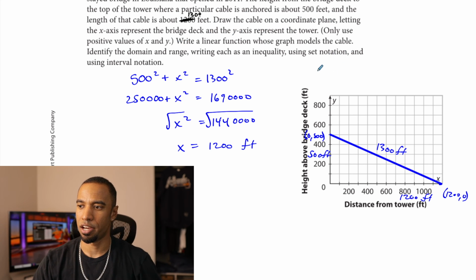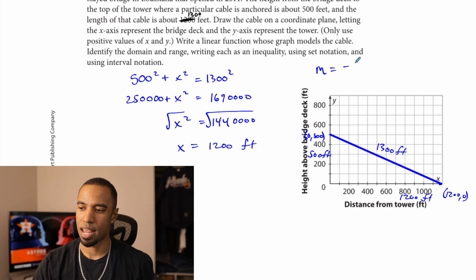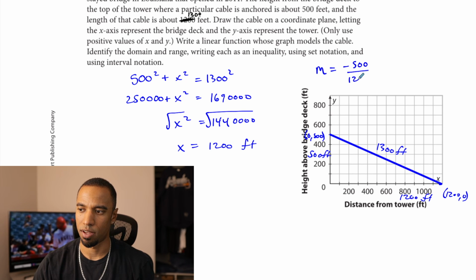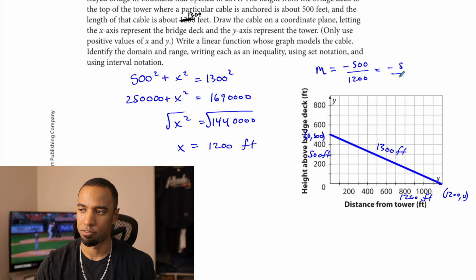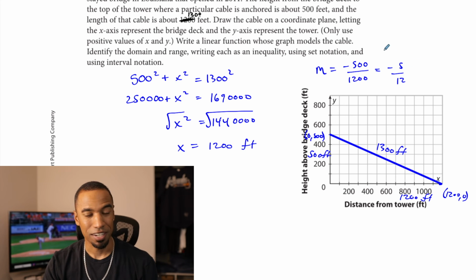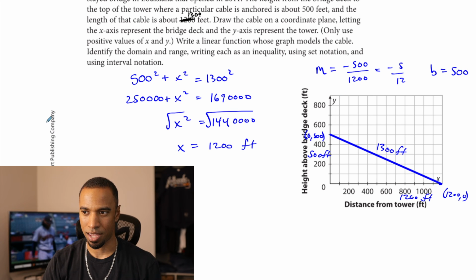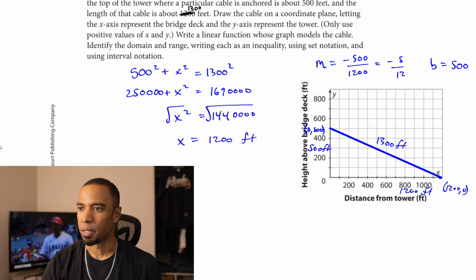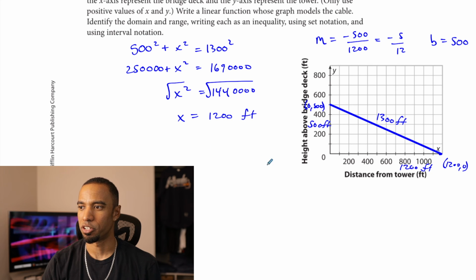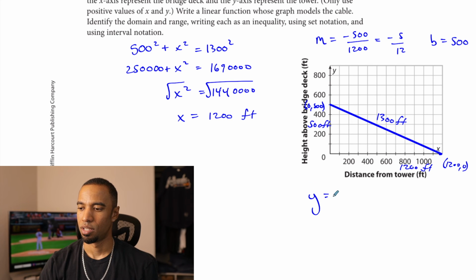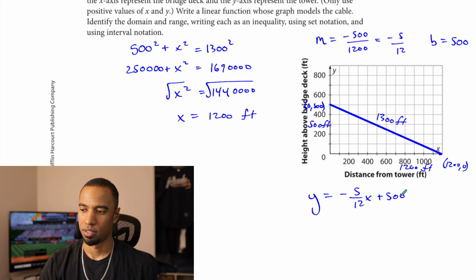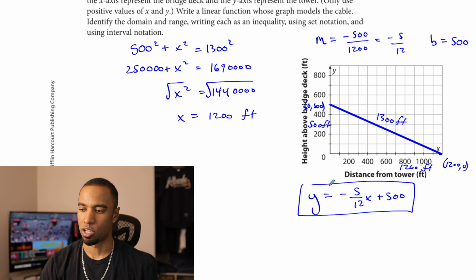So my next thing here, my slope, guys, is negative 500 over 1,200, which is also negative 5/12. I like the fraction now that I did it. And the y-intercept here is 500. So my equation will be y equals negative 5/12 x plus 500. Okay, that's my equation.